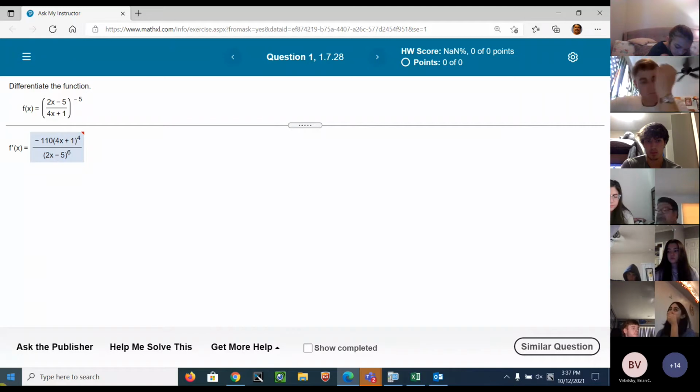F of x is equal to 2x minus 5 over 4x plus 1, raised to the what? Negative 5th power.